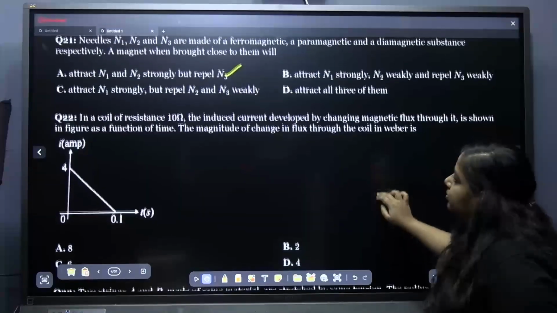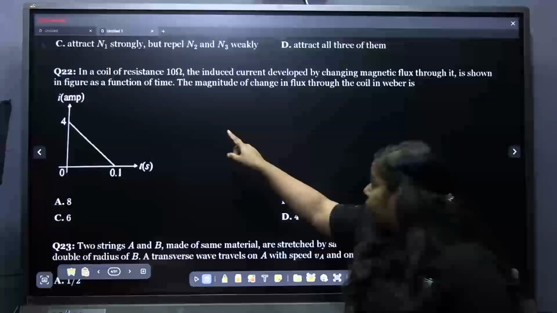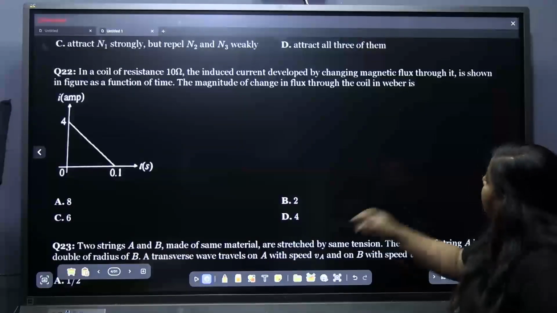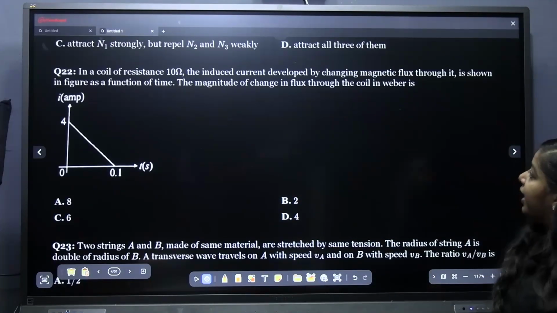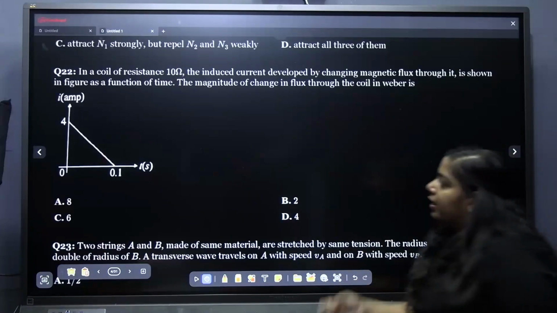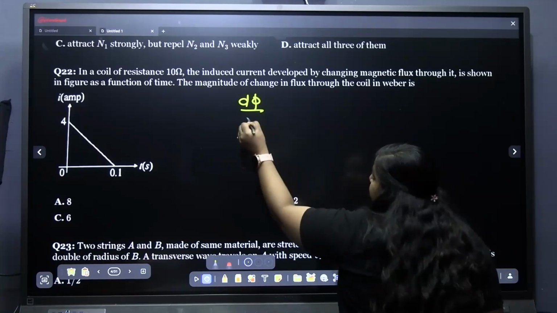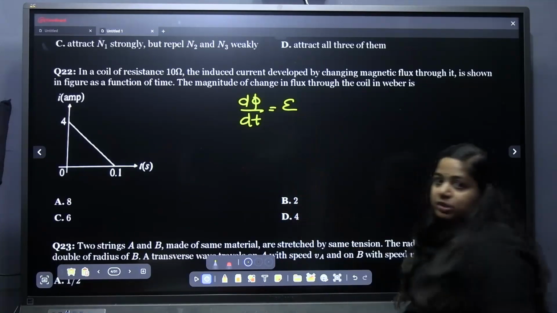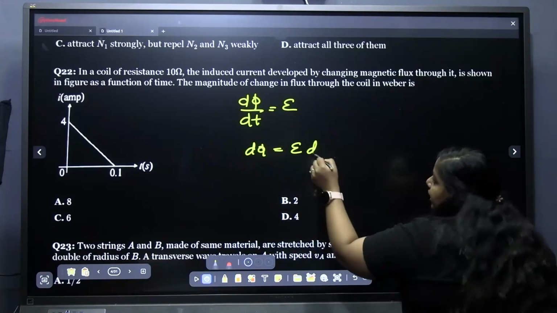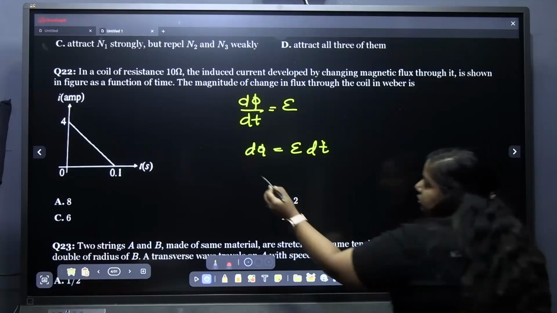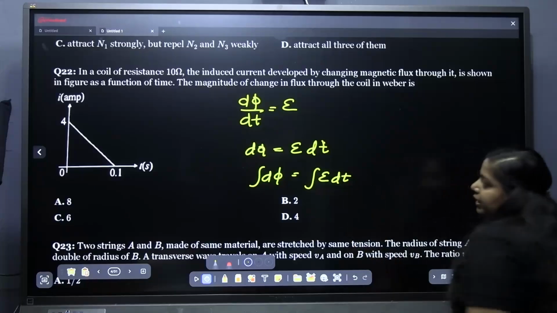Next one. Again, graph question. As I told you, we must attend graph questions. In a coil of resistance 10 ohm, induced current by changing magnetic flux through current is shown in time. Magnitude of change in flux through coil. So we have to find change in flux. d phi by dt is equal to induced EMF. So d phi equal to induced EMF into dt. So change in flux, if we have to find, we have to integrate e dt.